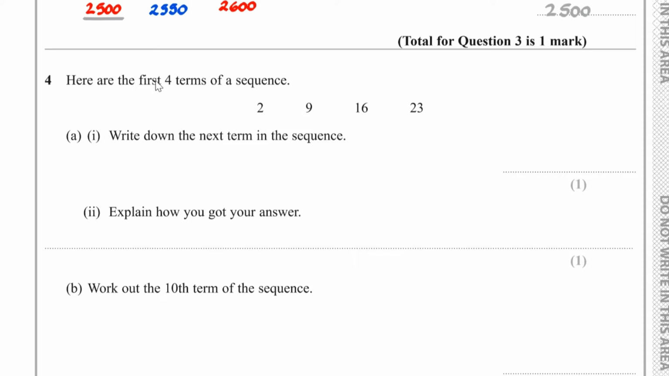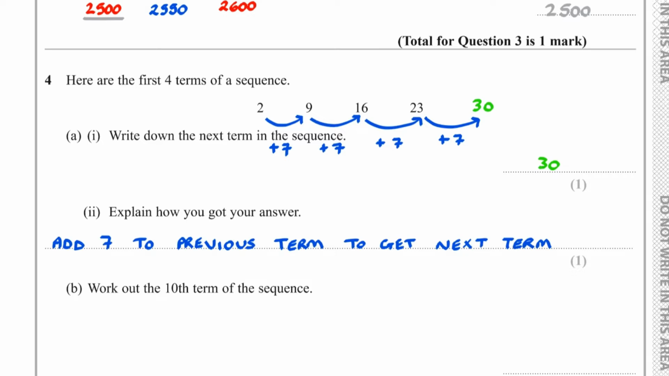Question number 4. Here are the first 4 terms of a sequence. We've got 2, 9, 16 and 23. For part A, we have to write down the next term in the sequence. Well, do you notice from each term we add on 7 each time? So if I add 7 to 23, we get 30. So the next term is 30. And then, explaining how we got our answer, we add 7 to the previous term to get the next term.